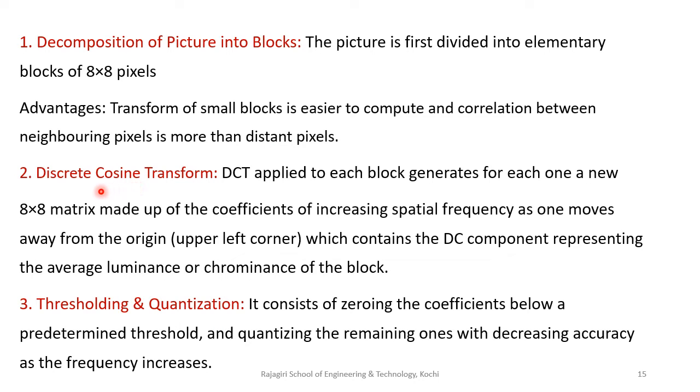The second step is discrete cosine transformation. This transformation helps in the energy compaction of signals, so it results in an 8x8 matrix of transform coefficients with increasing spatial frequency, and here the DC coefficient represents the average luminance or chrominance of each block. The third step is thresholding and quantization. So coefficients below a predetermined threshold are made zero, and the remaining coefficients are quantized using uniform quantization tables.